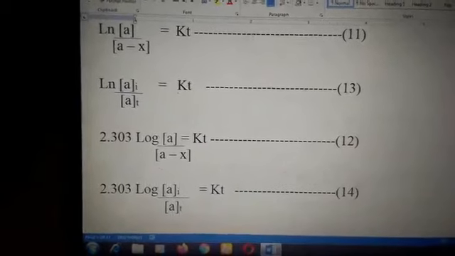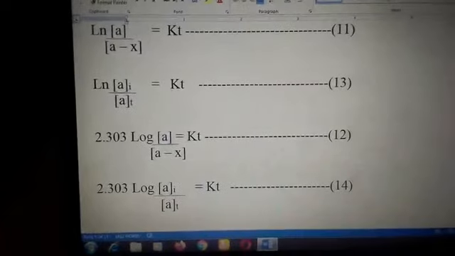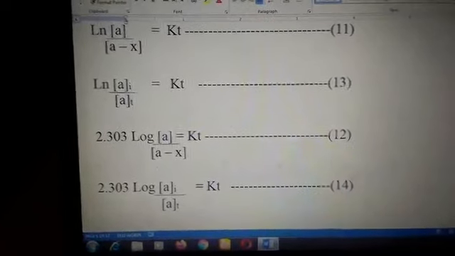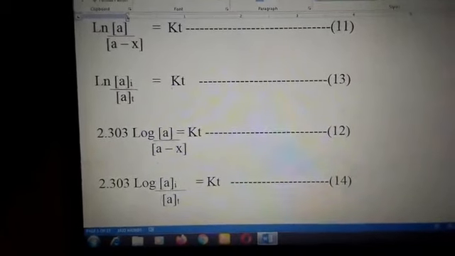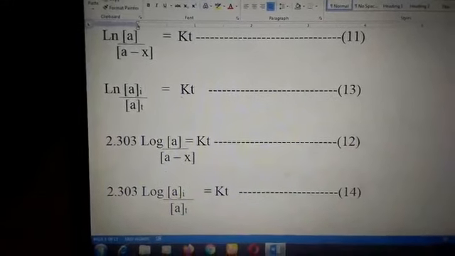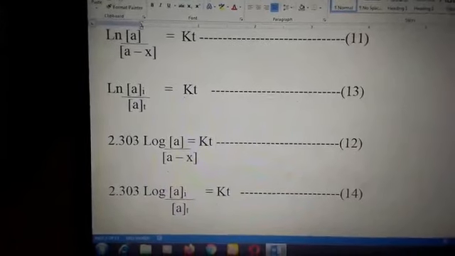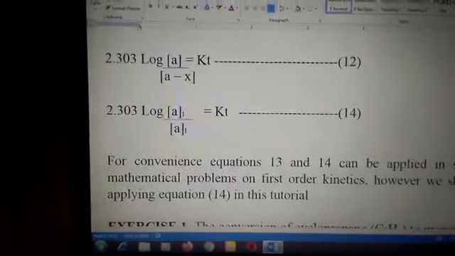So in calculations, we prefer to use something that's simplified. So we modify equation 11 and 12 to equation 13 and 14. Equation 11 is modified to equation 13 and equation 12 modified to equation 14, simply by changing the a in this equation to be [A]i, which means initial concentration, and also a minus s to be equal to [A]t, which means the resultant concentration at time t.